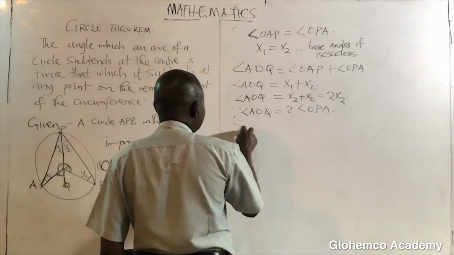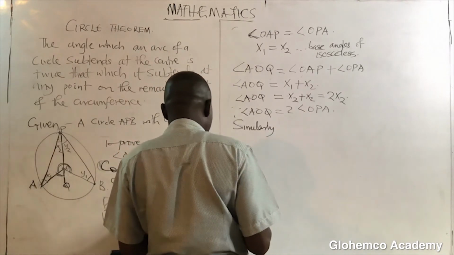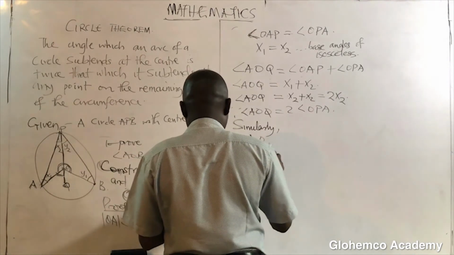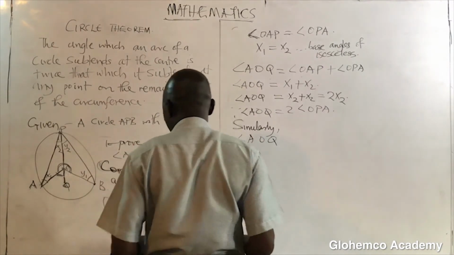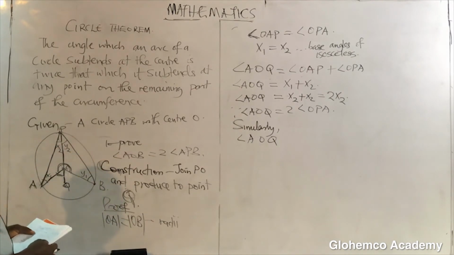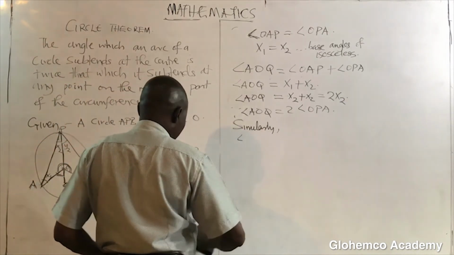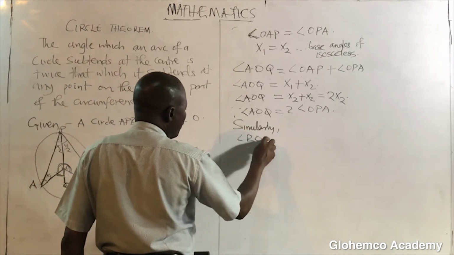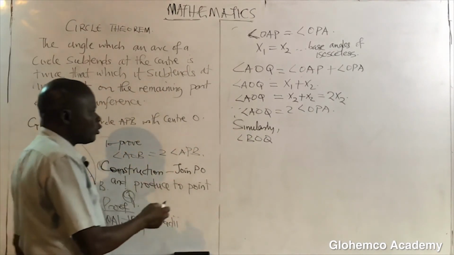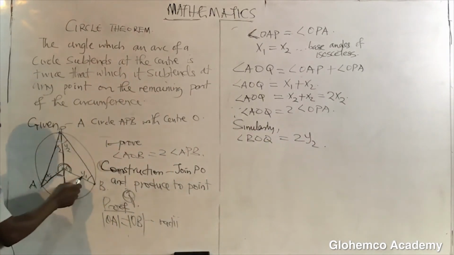So similarly, we say that angle AOQ, if you want to talk of this one now. Similarly, this one will be BOQ. BOQ will be equal to what? It will also be equal to 2y2, because this one is in terms of y.